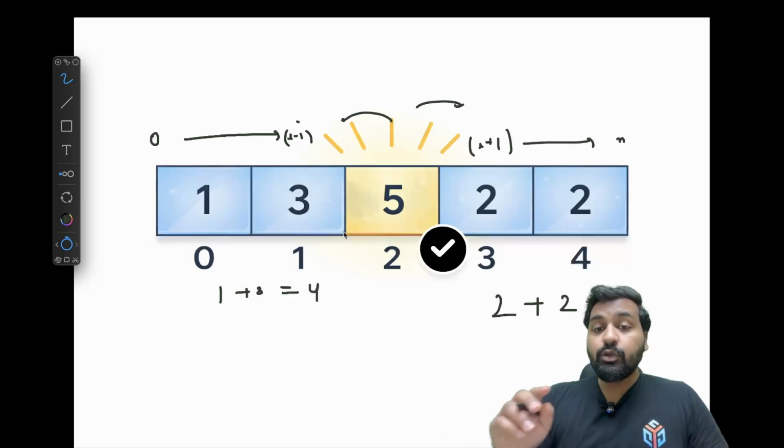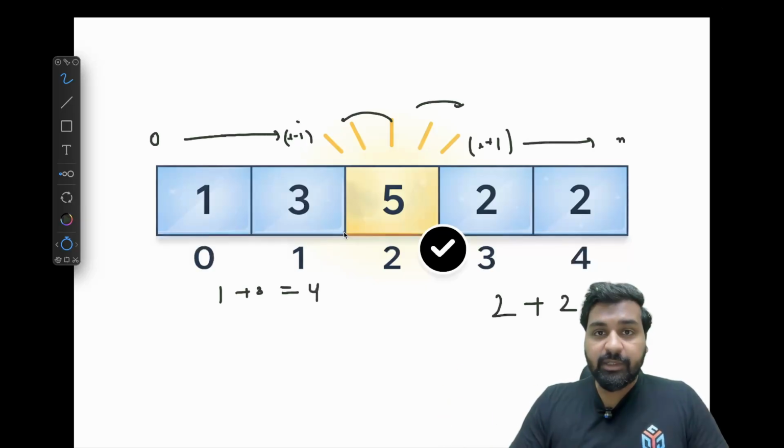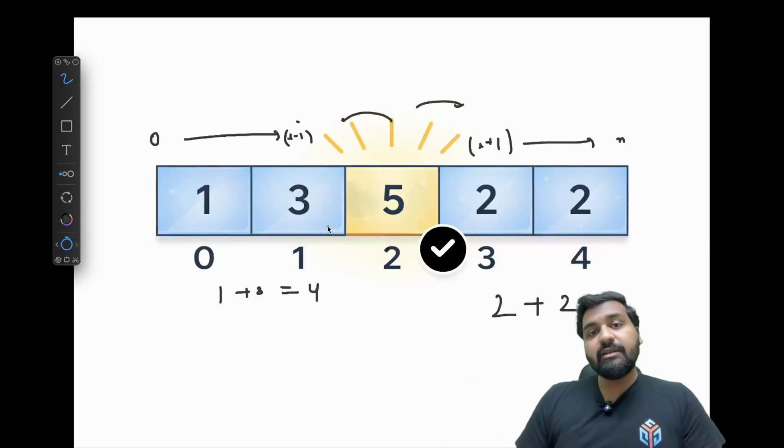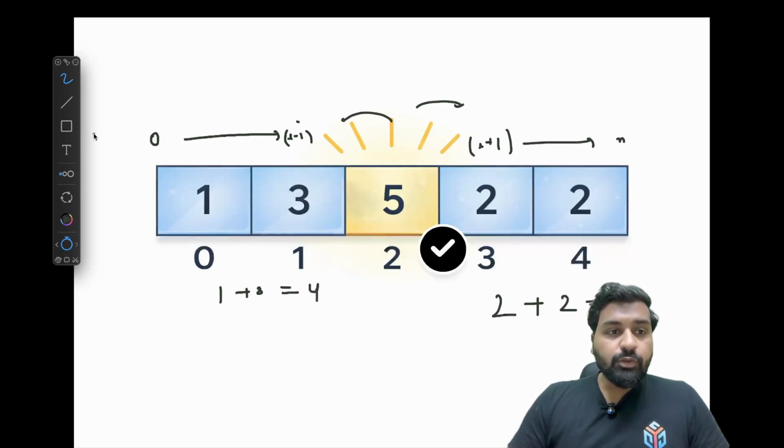Also, how it is asked in different interviews is that they will ask you to find all the equilibrium indexes, right? So that is also easy. I'll tell you how you can do that. So this question can be asked in different ways. You have to understand the concept first, like how we are going to do it. Okay, so let's start with the approach.